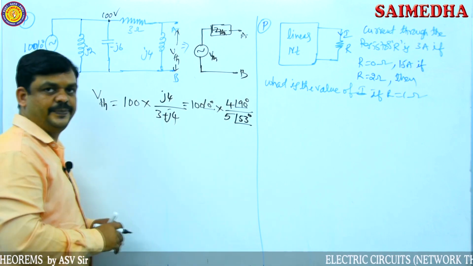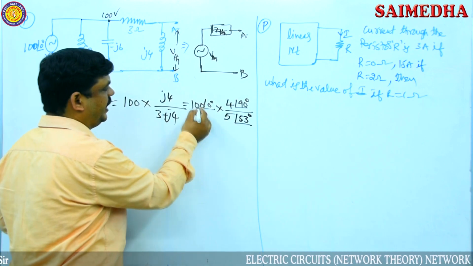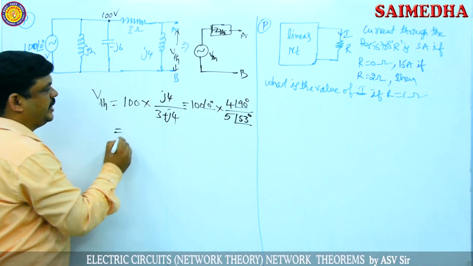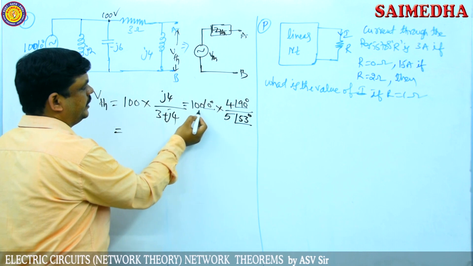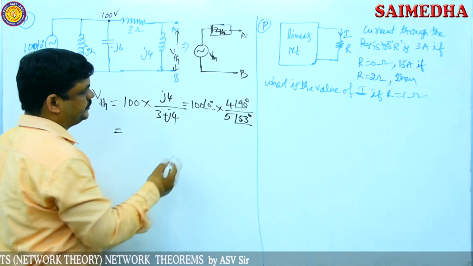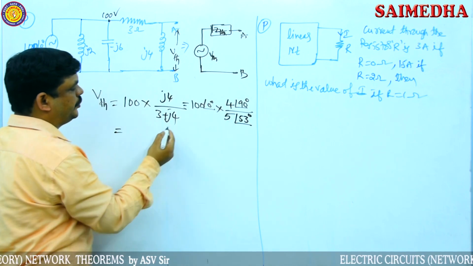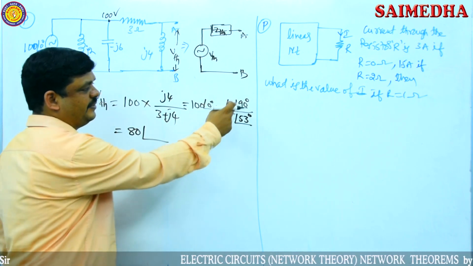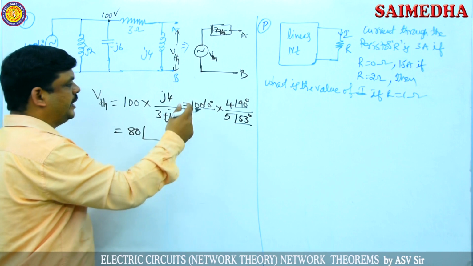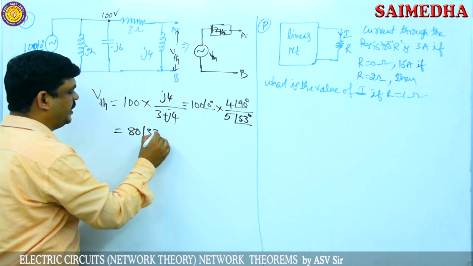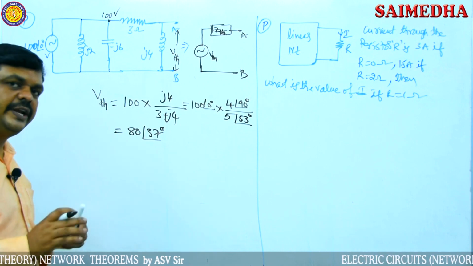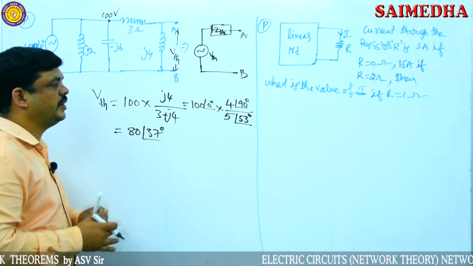Then simplify this. After simplification, 5 and 100 give 20, and 20 into 4 is 80, with angle 90 minus 53. Phases are subtracted. 90 minus 53 is approximately equal to 37 degrees. This is V Thevenin, the Thevenin's voltage. So finally we got the open circuit voltage, V Thevenin.